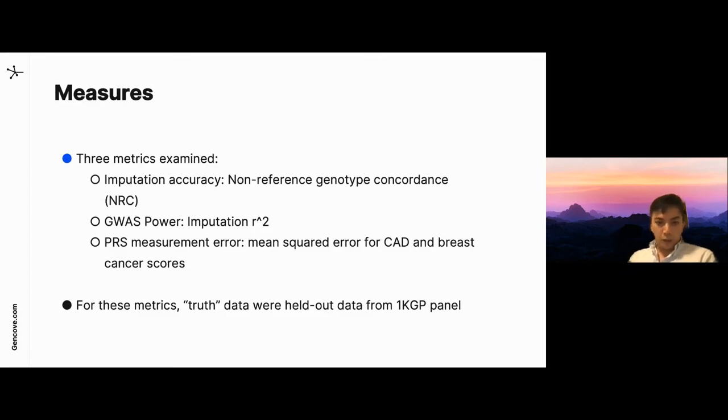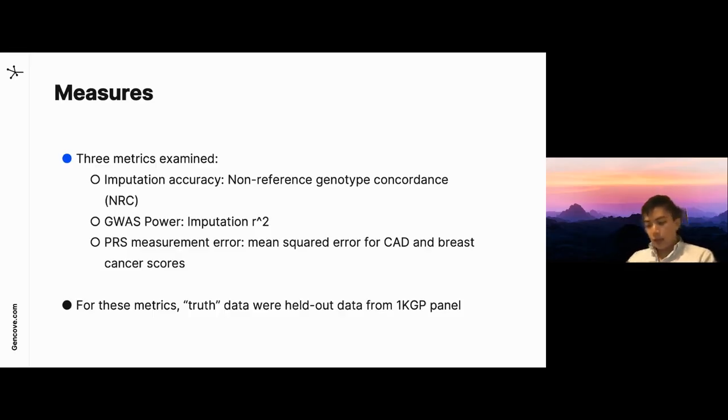And the second metric that we looked at was a metric that's directly correlated with the power of any particular GWAS. In particular, this is a metric called imputation R². Basically, this is how well imputed variants correlate to the true variation at a particular site. And this is computed across allele frequency spectrums and across the genome. And we'll look at how this breaks down along the minor allele frequency spectrum a little later in this presentation.